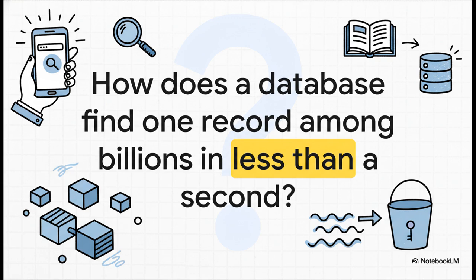All right, so let's just dive right in with a question that seems, well, kind of impossible, but it's something you deal with every single day without even thinking about it. When you search for a contact on your phone or look something up online, how in the world does it happen in the blink of an eye?